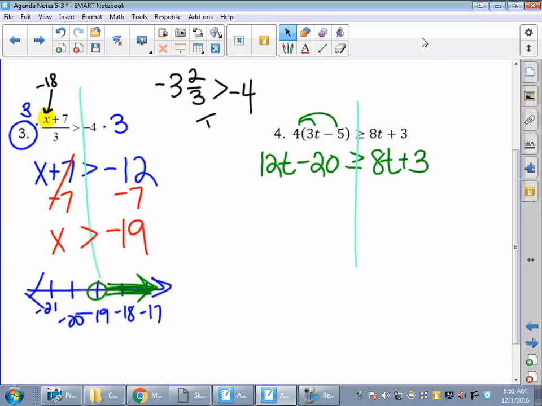So I'm going to get all the variables on the left, all the numbers on the right. I always start with the variables, so I would start by getting this 8t out of here.